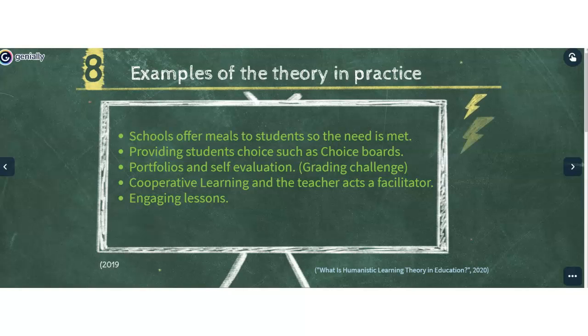Some examples of the theory in practice would be, for example, a student who is hungry won't have as much attention to give to learning. So schools offer meals to students so that their need is met and they can focus on education. Providing choice is the key to humanistic learning theory. The learning is student-centered and it gives students control of their education. For example, in my Spanish 2 classes, students had to create their own travel itineraries on places they wanted to go. That gave them ownership in the activity.